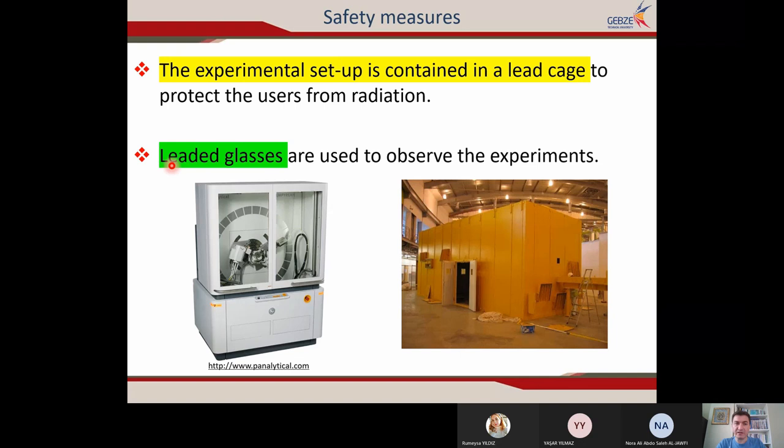Here you see a huge hutch, or lead cage, we can say. Doors and walls are made from lead, okay? There is a huge experimental station inside this cage or hutch. You enter, you prepare your experiment, and when you finish your job, you close the door. Then you start your experiment from outside. Computers and tables are located outside of this hutch, and you continue your experiment. If someone accidentally opens these doors, your experiment is stopped. Even the radiation coming from the beamline is stopped. So there are these types of safety regulations and issues when you are dealing with X-rays.